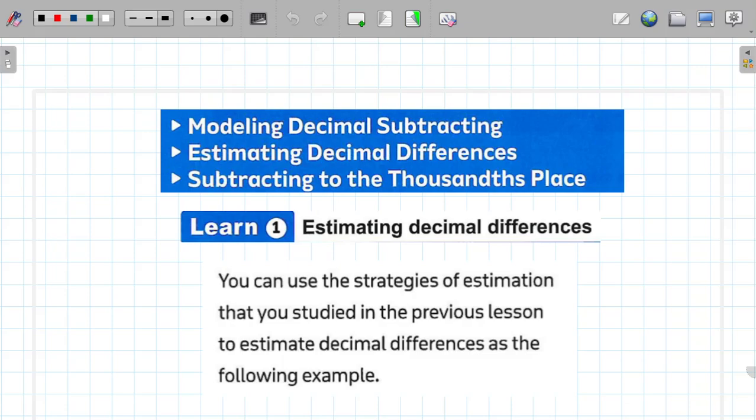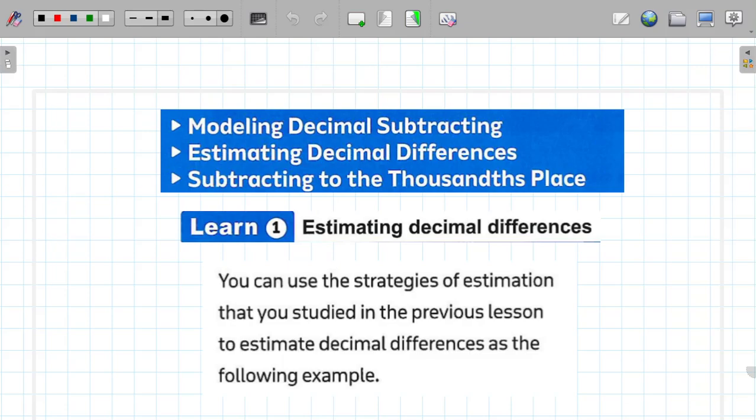I am Mr. Ahmed Magdy, your math teacher, and today we have a new video explaining 3 lessons, but they are very short lessons and they all depend on one idea, which is the idea of subtracting decimal numbers. But each lesson talks about a specific method, okay?